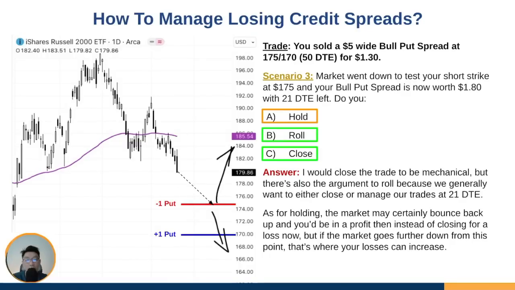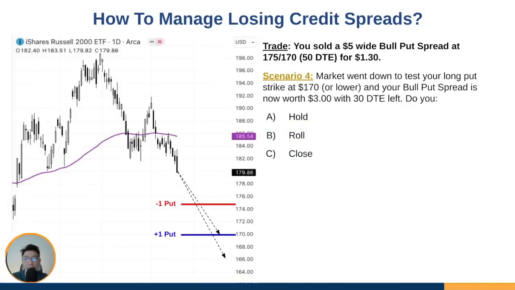And at this point, because it's also past 21 DTE, and as the market goes down, you have an increased risk of getting assigned on your short put. If you get assigned on a short put, it means you will now be long 100 shares, and that may get you into a margin call if you don't have the funds to actually purchase 100 shares of the underlying. So this is also pretty important for you to understand when you're thinking of holding on to the trade past the 21 DTE mark.